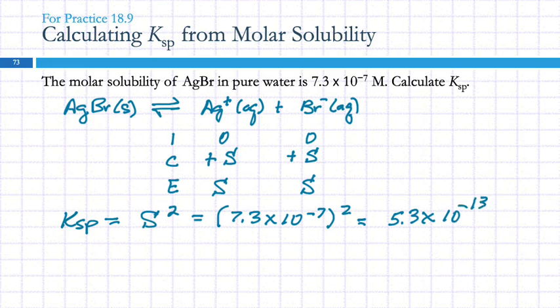Five 5.3 times 10 to the minus 13. Okay? This is really just a variation on what we've been doing.